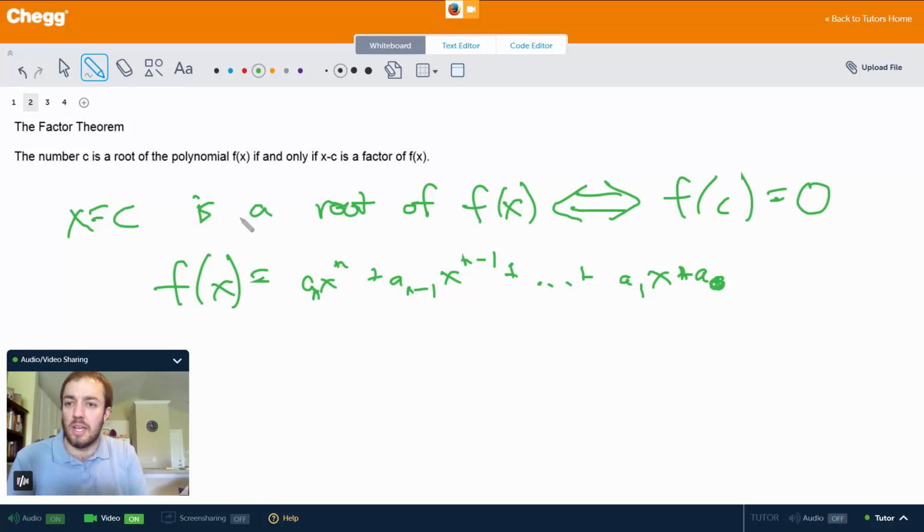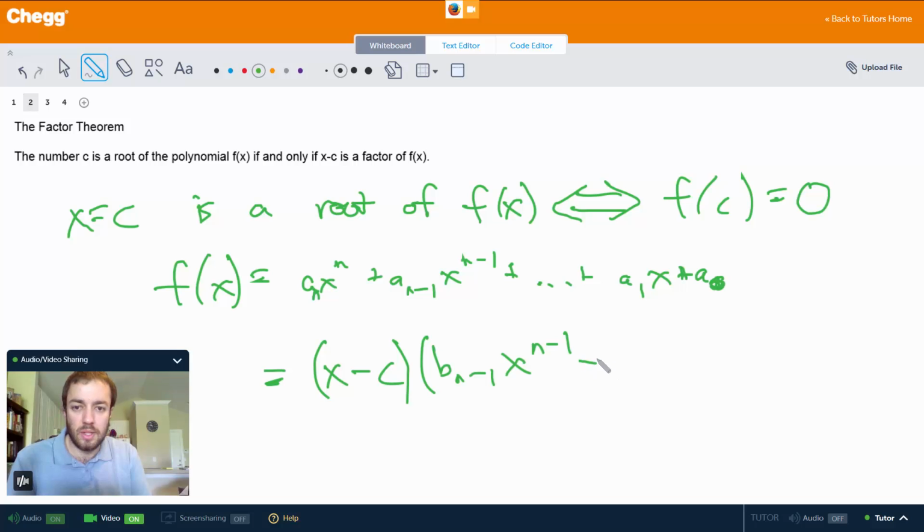Now, what does it mean if x minus c is a factor? Well, if x minus c is a factor, then we can pull out a factor of x minus c. And what about the rest of this? If we pull a factor like this out from an nth degree polynomial, then everything that's left is going to have degree n minus 1. So it's going to be b sub n minus 1 x to the n minus 1, plus b sub n minus 2 x to the n minus 2, plus dot dot dot, plus b sub 1 x, plus b sub 0.